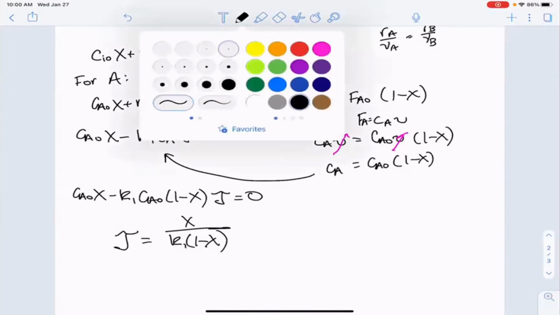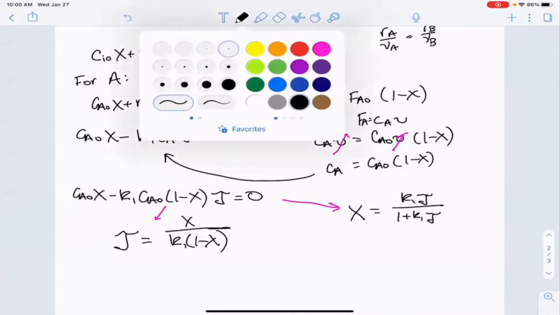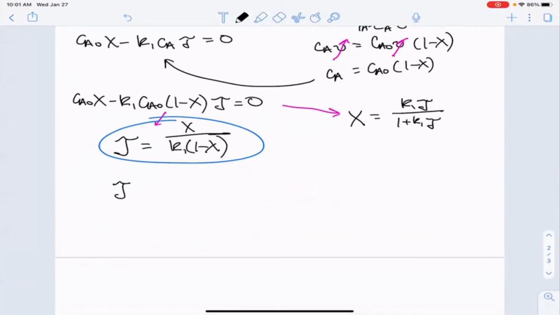You also could solve this equation if you know the residence time and you want to know what the conversion would be, and that would be that X equals k1 times tau over 1 plus k1 times tau, okay? It so happens in this problem, that's the version of this equation that we are interested in, okay? And so we can plug in the numbers that we have. And we know that the conversion is equal to 0.6.